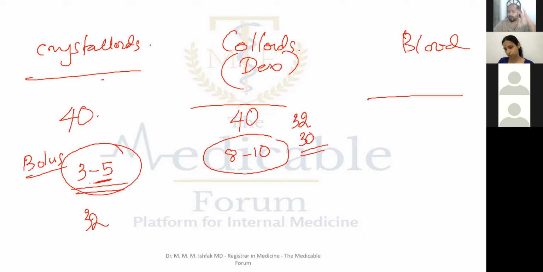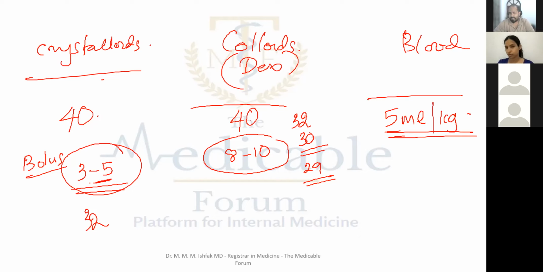Now that is the normal drop. If the drop is more severe, like from 40 it has dropped to 29, now you are in trouble, because the patient might be bleeding. I mean, not might be, the patient is bleeding, because the drop is more than the normal drop of that particular liquid. Now blood, always we need to give blood at 5 ml per kg.